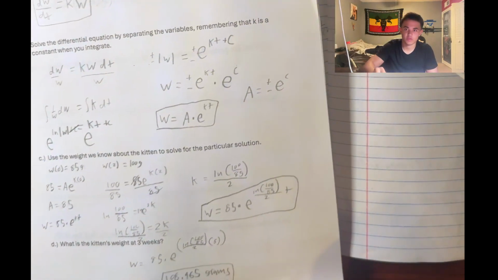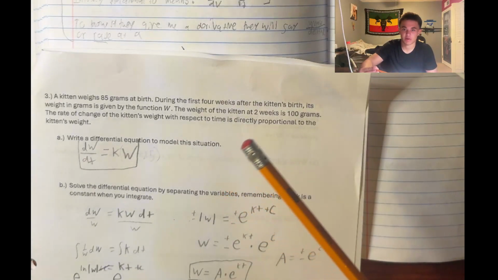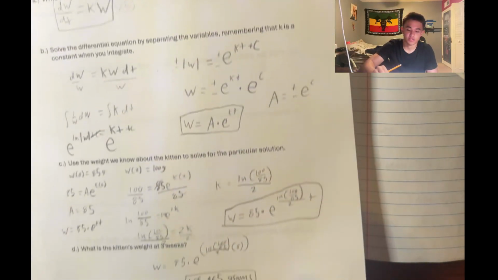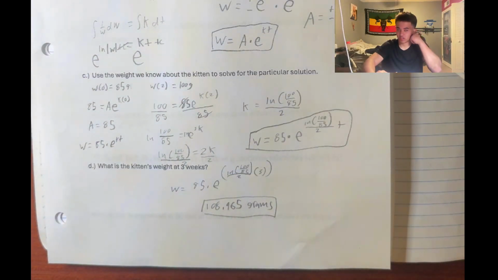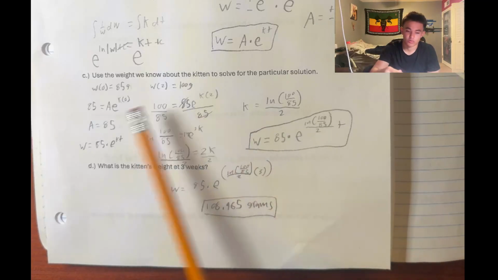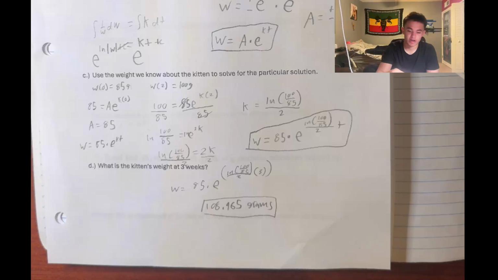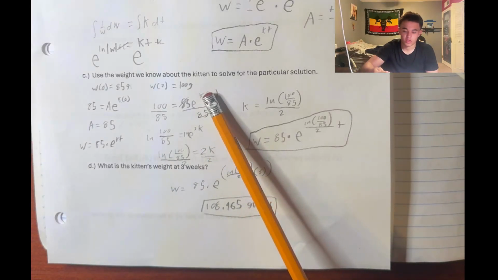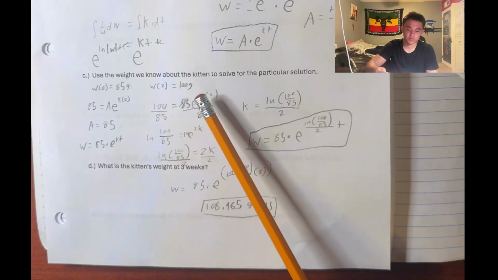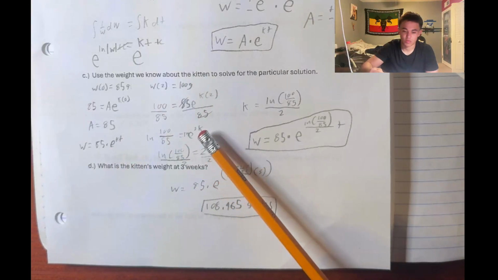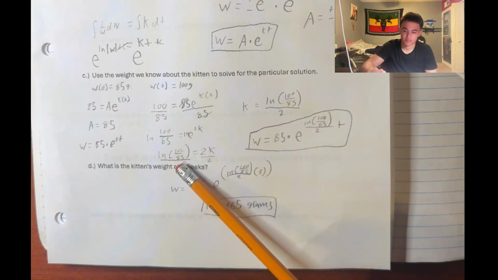Then with some of this information, we know that the kitten's at 85 grams at birth, and at 2 weeks it's 100 grams. So we can use that to find a particular solution. With 85 grams at birth, we could find the a value. And with the knowledge that at 2 weeks it was 100 grams, we could combine this in order to find what the k value, or the constant, is, which ends up being some crazy stuff.